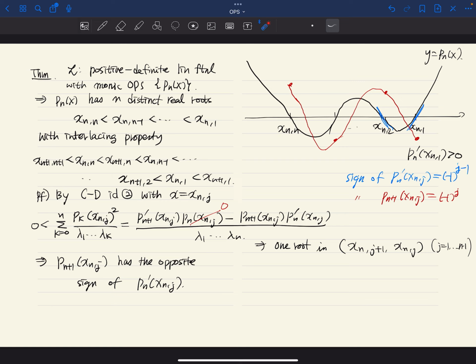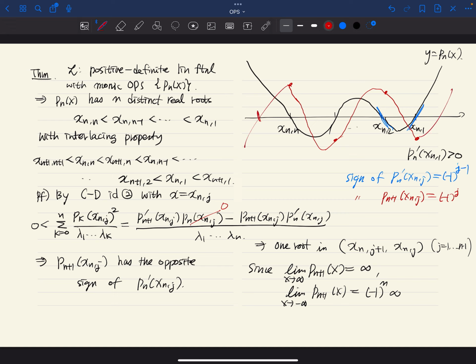So we found n minus 1 roots, but also if you consider the limit as x approaches infinity, P_{n+1} goes to infinity, and its negative version. This depends on the parity of n, so I think it's going to be like that. That means we have 2 more roots, here and here, and they all alternate like that as we wished. So this is x_{n+1,1}, this is x_{n+1,2}, like that. So that's basically the proof. So, interlacing.